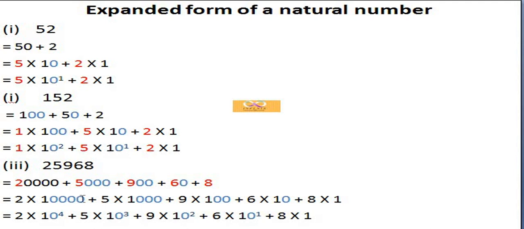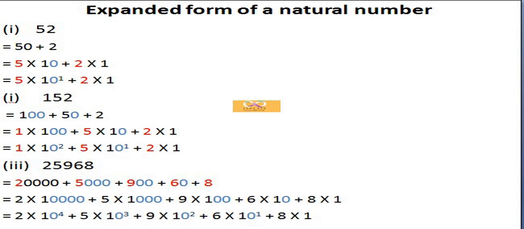Now I will write the exponential form for this, that is 2 multiplied by 10 to the power, there are 1, 2, 3 and 4 zeros, so 10 to the power 4. Next I have plus 5 multiplied by 10 to the power, 1, 2 and 3 zeros are there, so 10 to the power 3. Next 9 multiplied by 10 to the power 2. Similarly, 6 multiplied by 10 to the power 1 plus 8 multiplied by 1. So I hope the exponential form is more clear to you now according to the exponents and powers form.